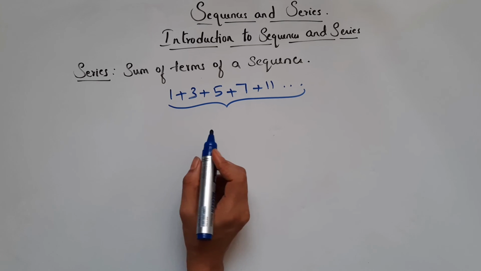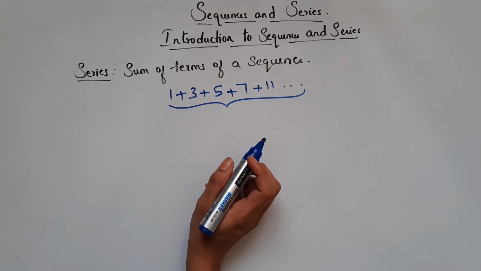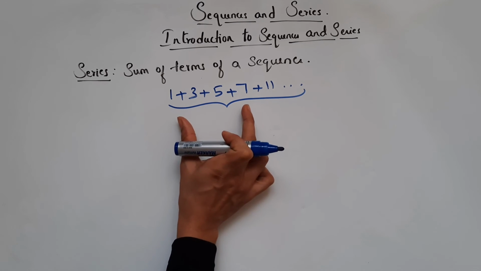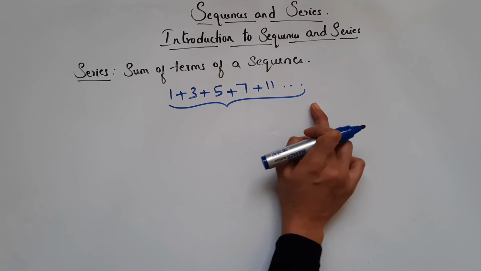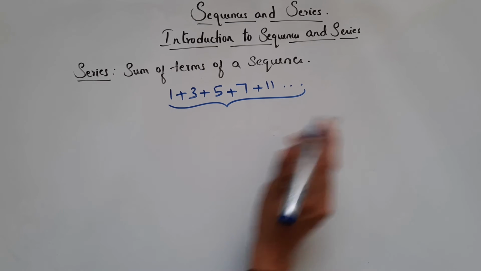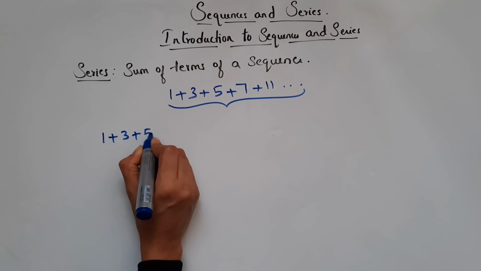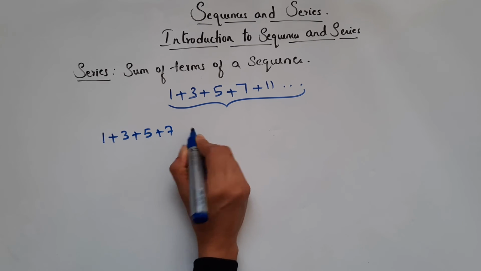Here also we have finite series and infinite series. If there are only 4 terms, then it is called a finite series. If there is an infinite number of terms, then it's called an infinite series. Let's say we have a finite series 1 plus 3 plus 5 plus 7. This is a finite series.